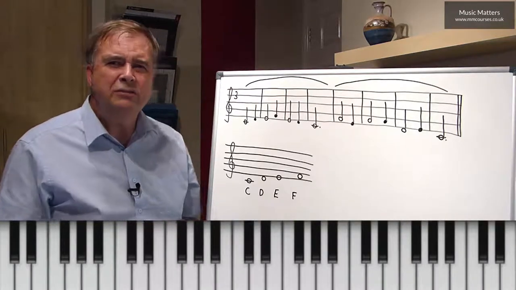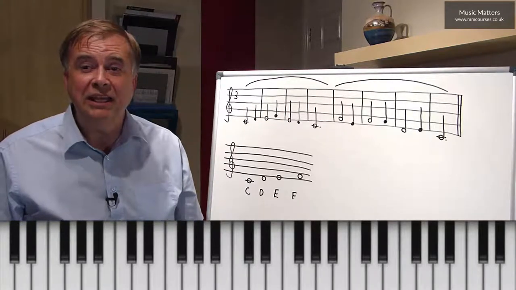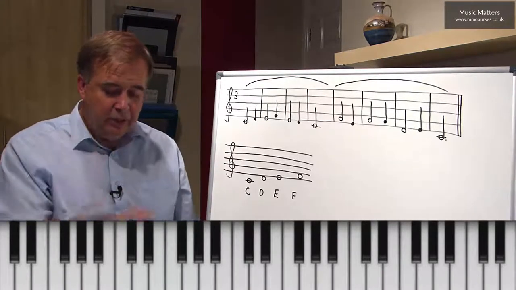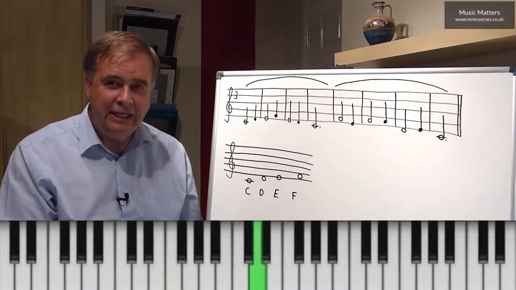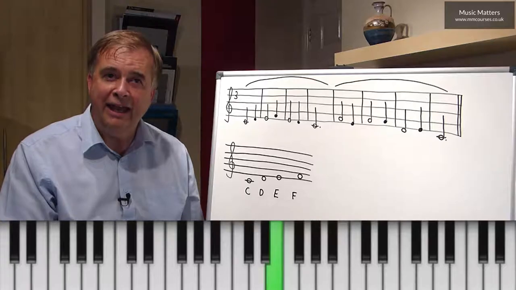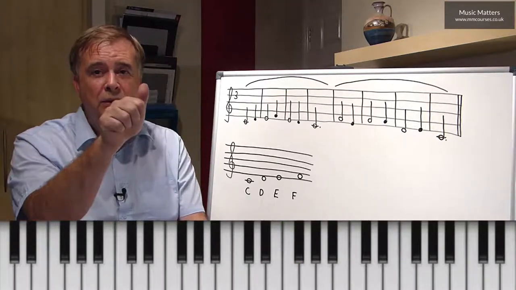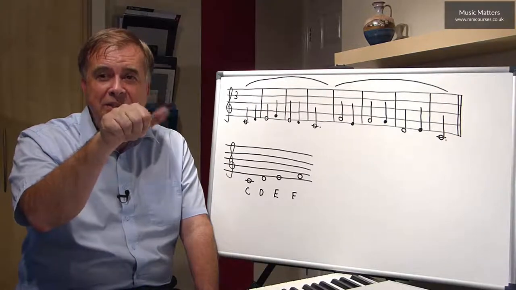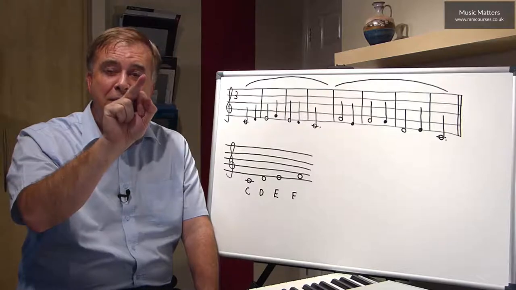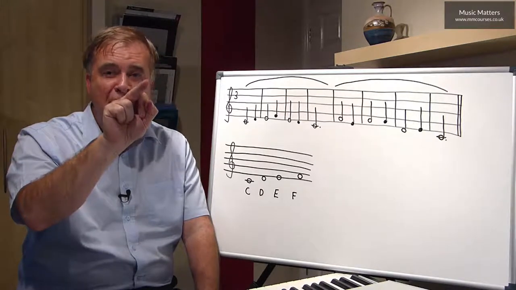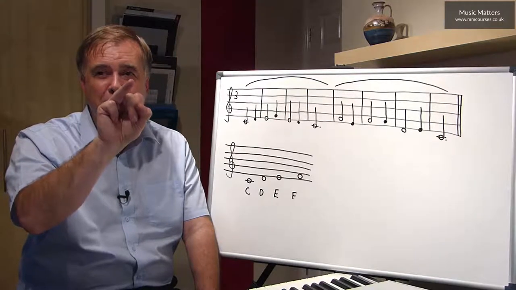So it's quite a useful thing to be aware of, really, to help you find C's and F's. So here's C, here's D, here's E, and here's F. Now you know that we learned to play C with the thumb, we learned to play D with finger number 2, we learned to play E with finger number 3, so now we're going to learn to play F, and that must be finger number 4.